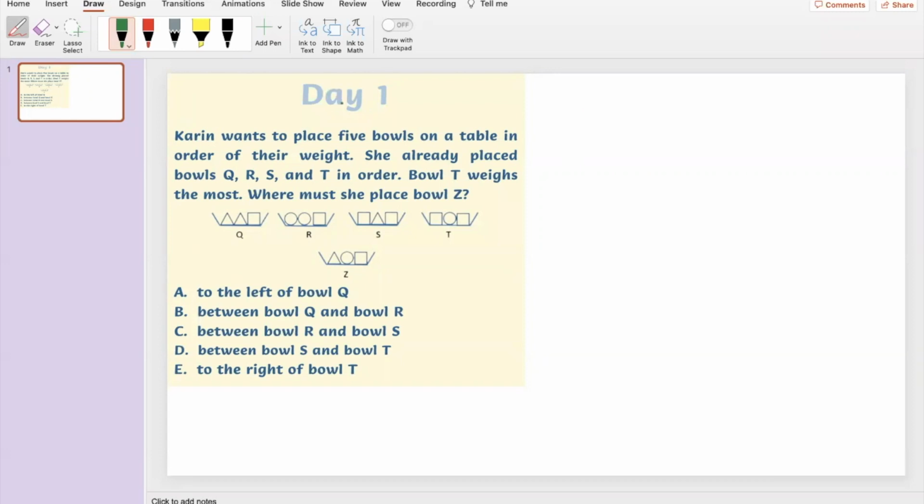Okay, let's first start to read the question. Karin wants to place 5 balls on a table in order of their weight. She already placed the balls Q, R, S, and T in order.